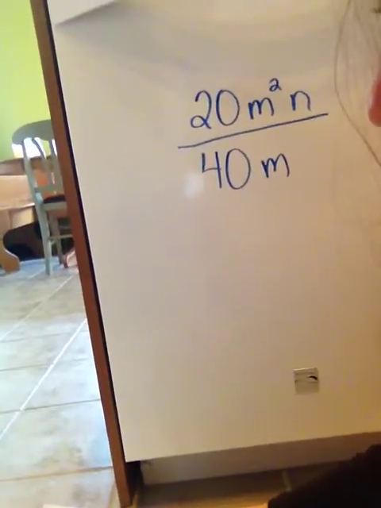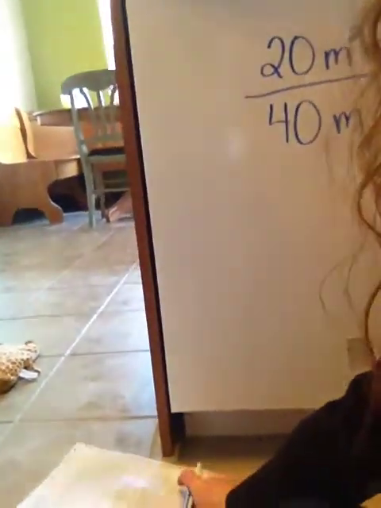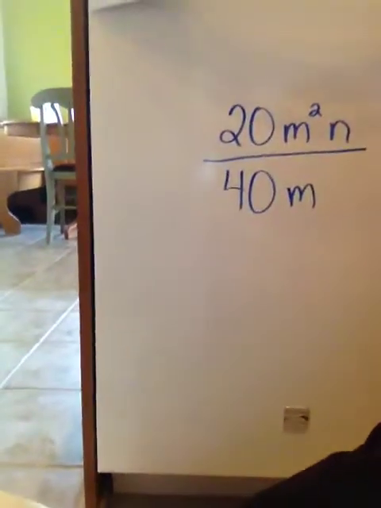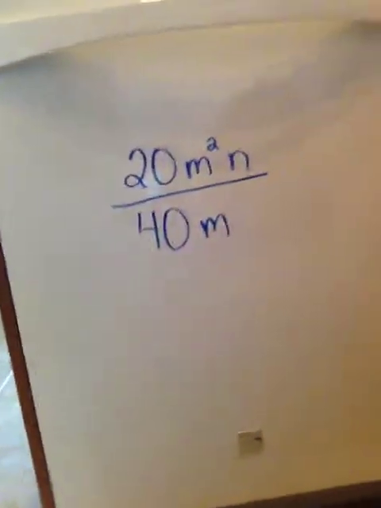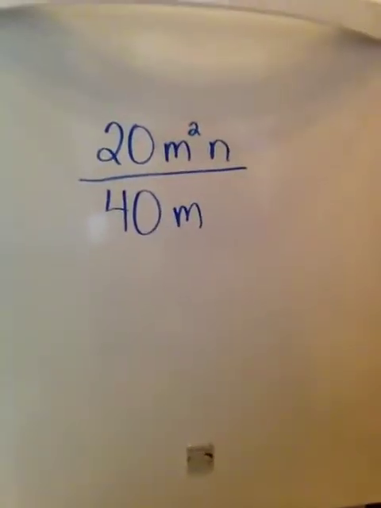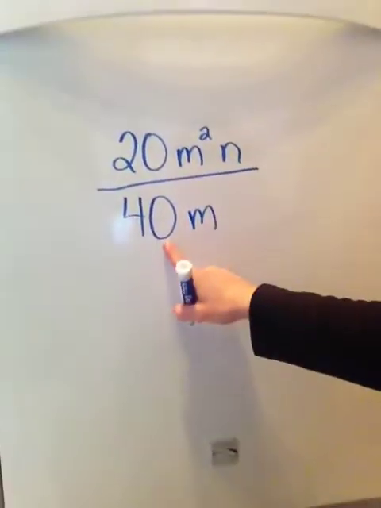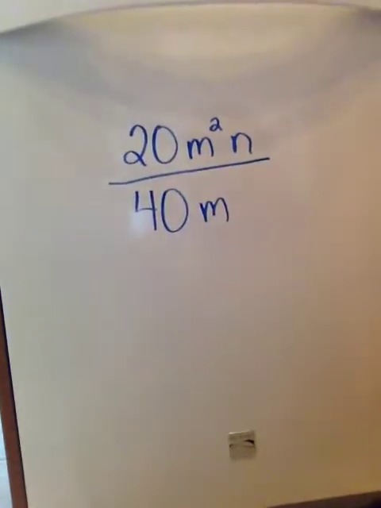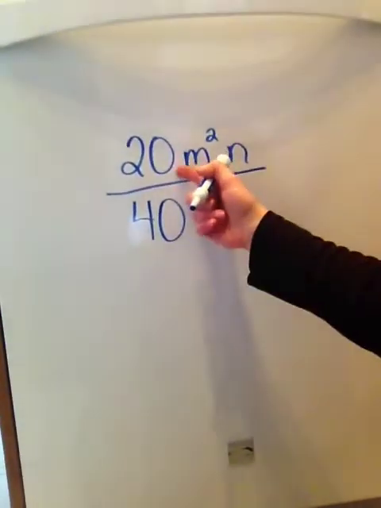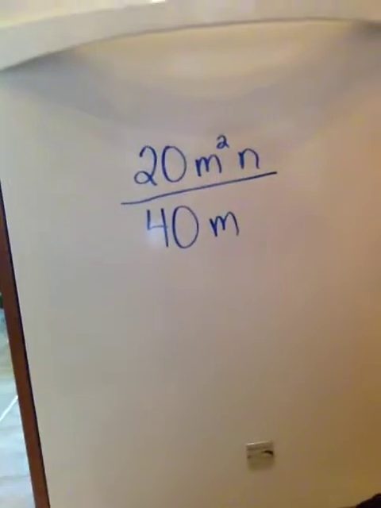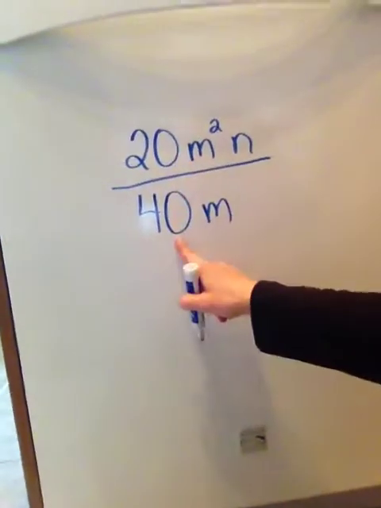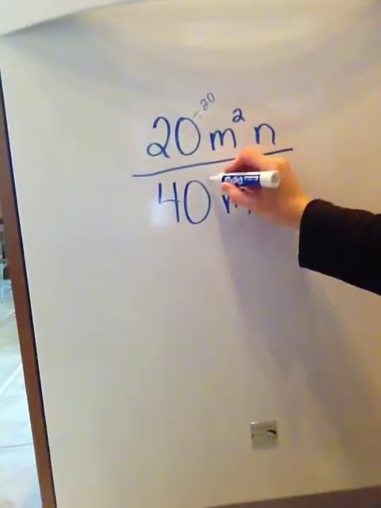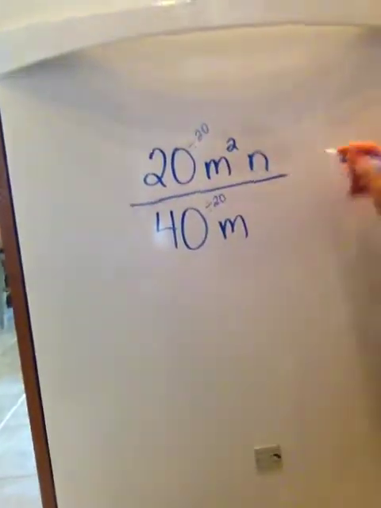Okay. So here we've got 20m squared times n over 40m. I want to reduce my coefficients. I'm going to look at 20 and 40 and think what would go into both of those. Hopefully you notice 20 will go into 20 and it will go into 40. It's a great way to approach it. Look at the smaller number and see if it will go into the larger number, because then you know you're going to end up with the biggest number possible. So I'm going to divide both of them by 20.